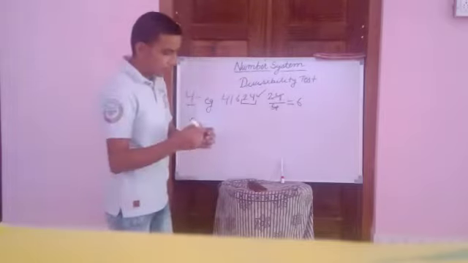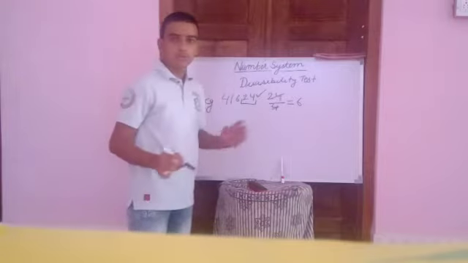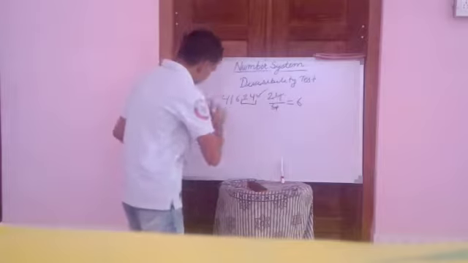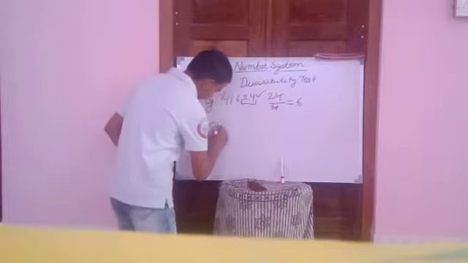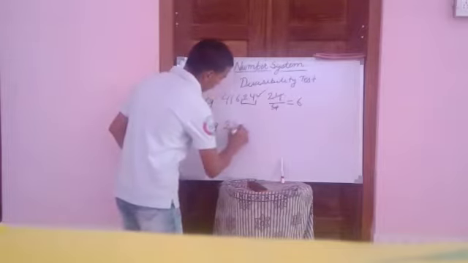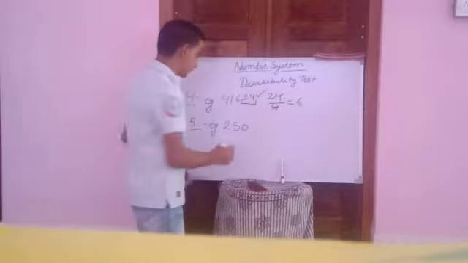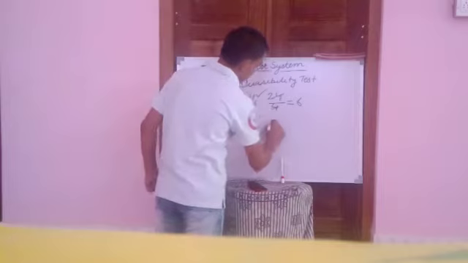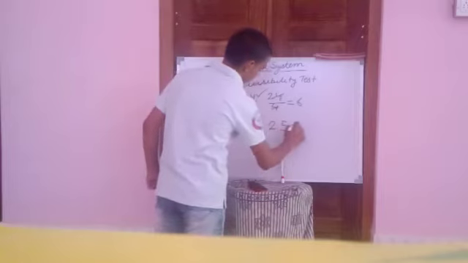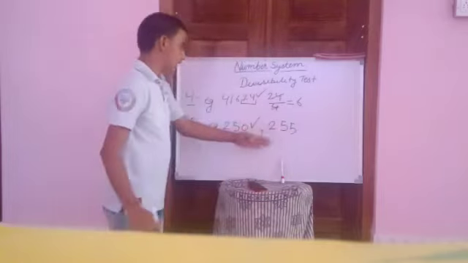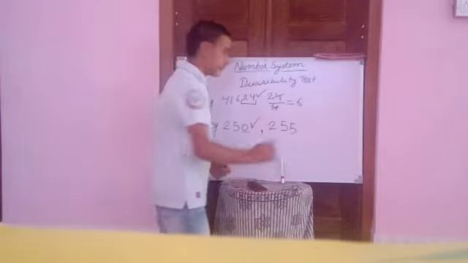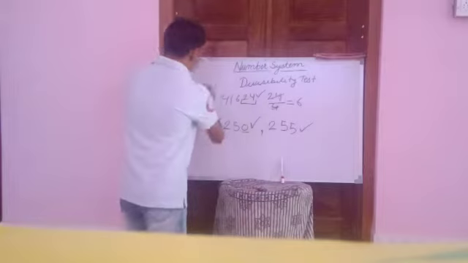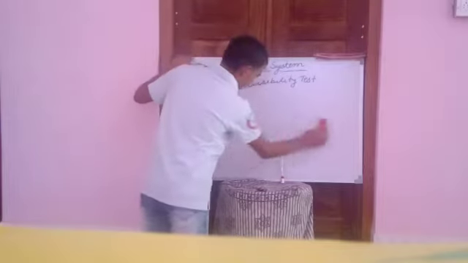The divisibility rule of 5 says that if a number ends with 5 or 0, then that number is divisible by 5. Let's take an example. Like 250. This number is ending with 0, so it is divisible by 5. Let's take another example. Like this is the number, and this number is ending with 5, so it is also divisible by 5. Let's discuss the divisibility rule of 6.